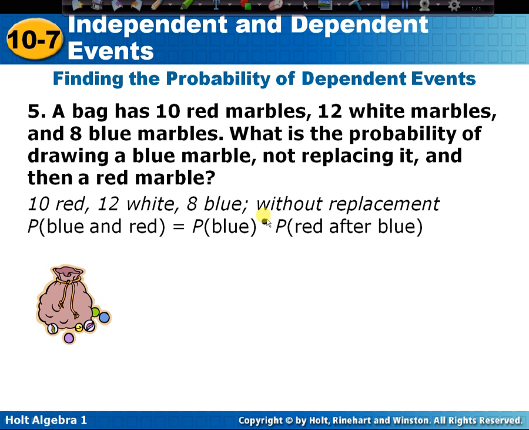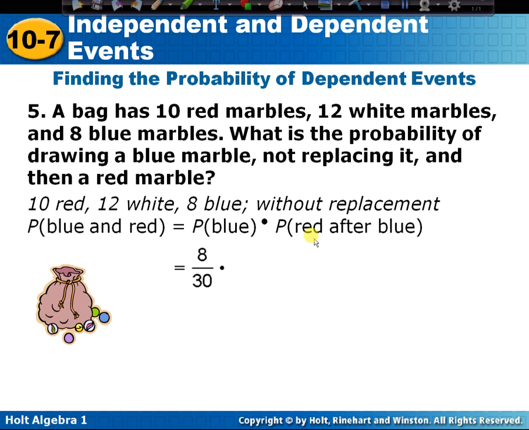Alright, so let's look at this one. First is the probability of blue. Well, there's 8 blue marbles in our bag. In total, if I add all these up, I get 30 marbles total. So 8 marbles are blue out of 30 total marbles in our bag, so that's our probability of blue.